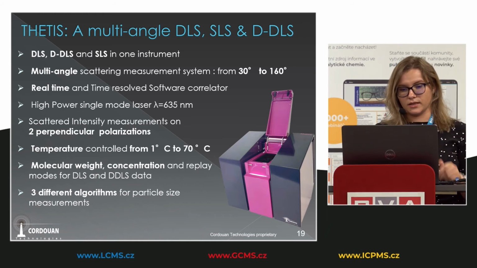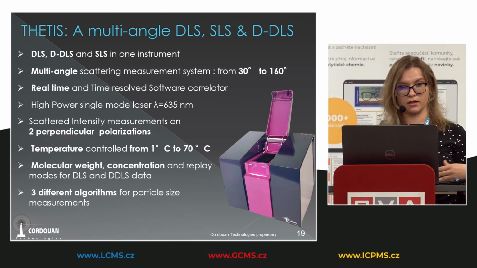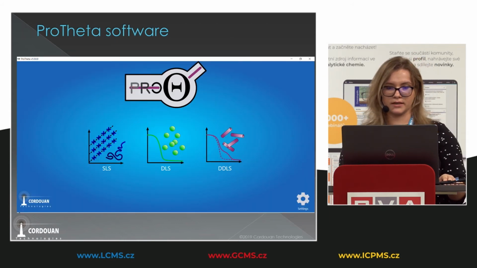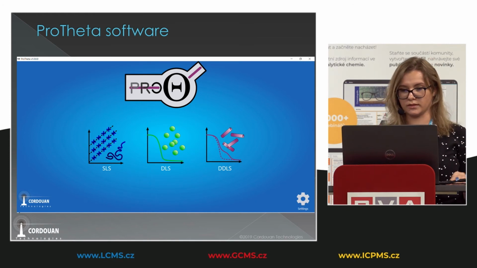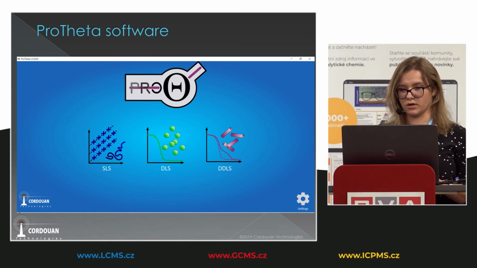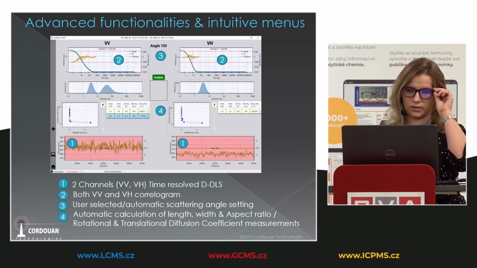And as in our previous devices, for fitting the correlogram, we have access to 3 different mathematical algorithms to fit the experimental data. And this device is operated by ProTheta software. So in this ProTheta software, you have 3 different options of measurements: SLS for the molecular weight of your polymer or bar diameter of your particle, DLS for spherical nanoparticle measurements, and DDLS for anisotropic nanoparticle measurements. I won't describe the spherical one, so I will switch directly to the anisotropic nanoparticles.